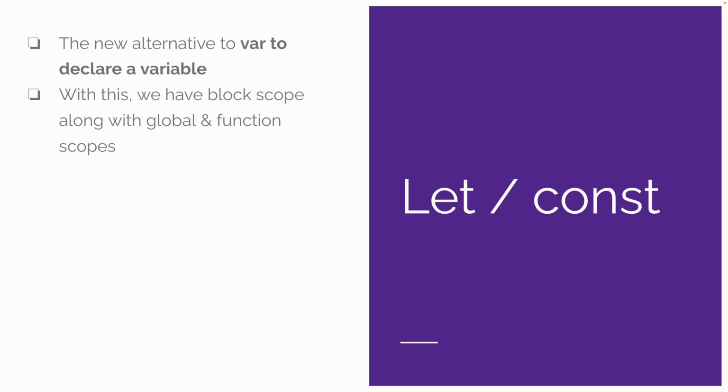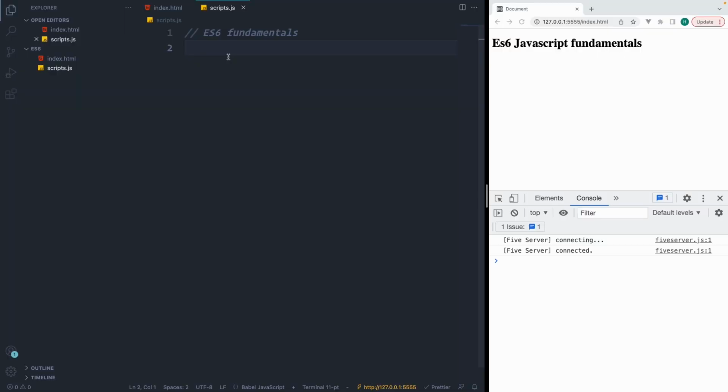In ES5, the older JavaScript, what we used to have is global scope and function scope. And with let and const, we have one more scope called block scope, where a variable has life in between a curly brace or a block in JavaScript.